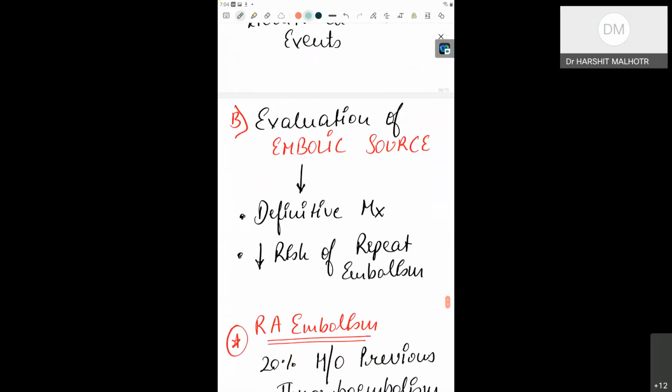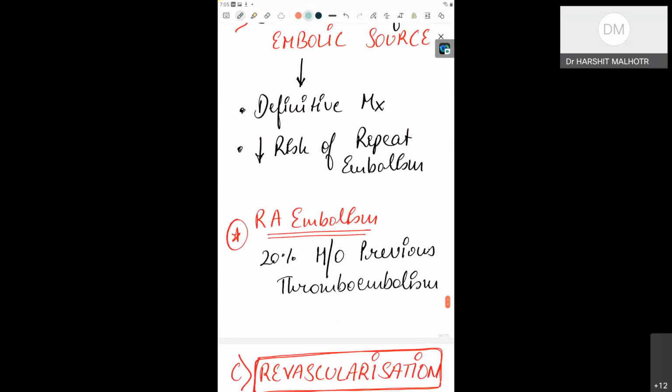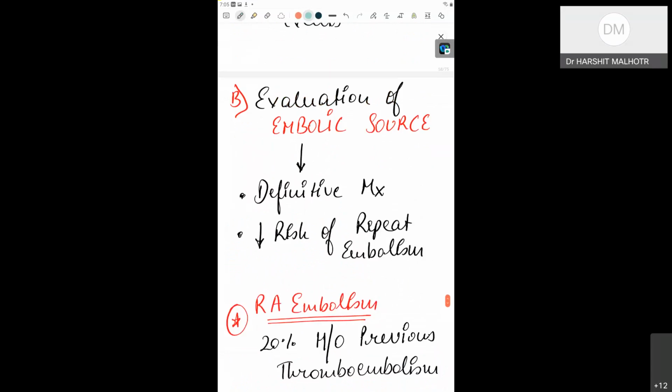Now, for us, as we discussed the different causes, evaluation of the embolic source is very important, because at the end of the day, the definitive management is when we take care of the source and not particularly the after effect of it. It also decreases the risk of repeat embolism, because if there is a fire in the room and the cause of the fire is not treated, then even if we keep on preventing the fires, there can be further damage because the source of the fire is still there.